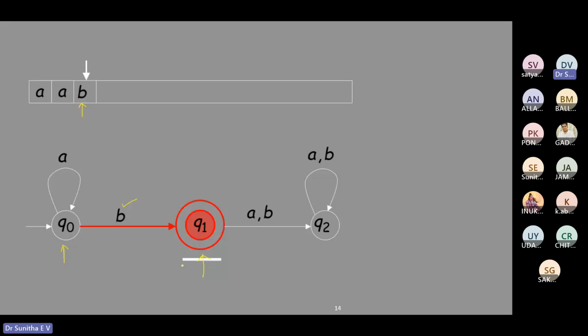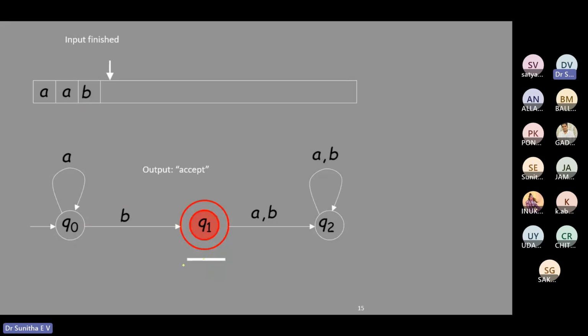Now the machine tries to read input from the input tape, but the string is over. The string is completed, nothing more to read. So what happens now? We check whether the machine is in a final state or not. The machine is in Q1, and after reading all the characters in the string, the machine is in a final state. So the machine accepts this input AAB.